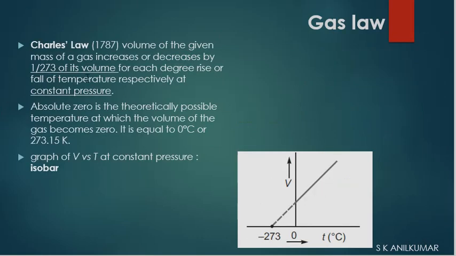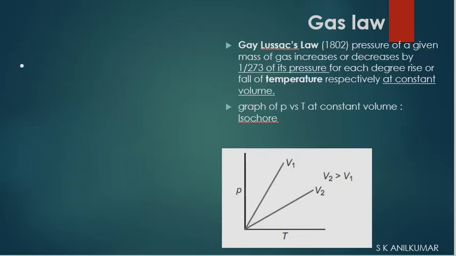This is change in temperature at constant pressure. This is change in temperature at constant volume. Now, this graph is called an isochore, pressure and temperature for volume 1. This is for volume 2. At each constant volume, this will have a different angle.